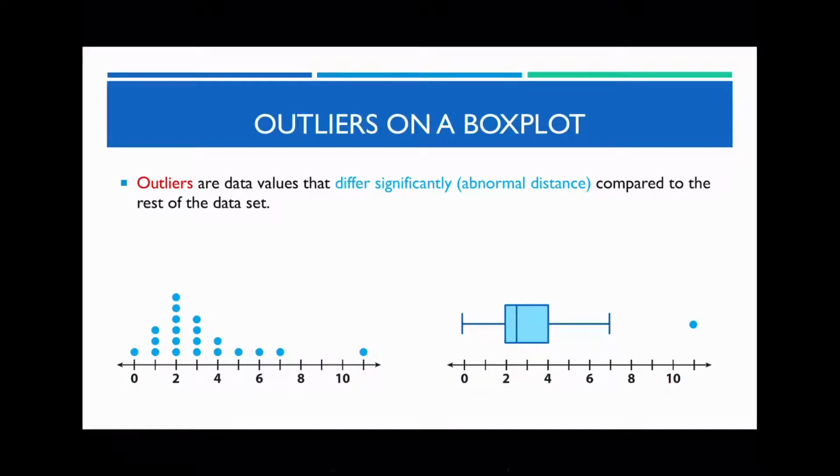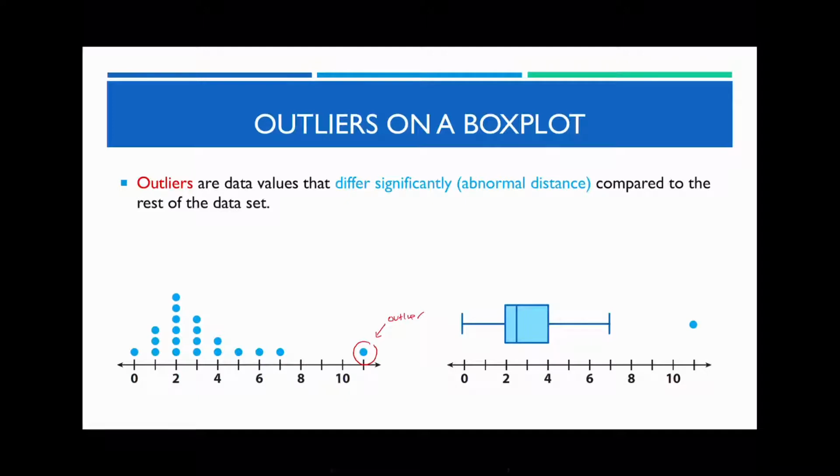Firstly, outliers are data values that differ significantly, meaning that they have an abnormal distance compared to the rest of a data set. So as you can see down below, I've got all the values represented by a dot plot as well as a box plot. We can clearly see that this value over here is significantly different compared to all the other values. So therefore we can say that this over here is the outlier in this case.